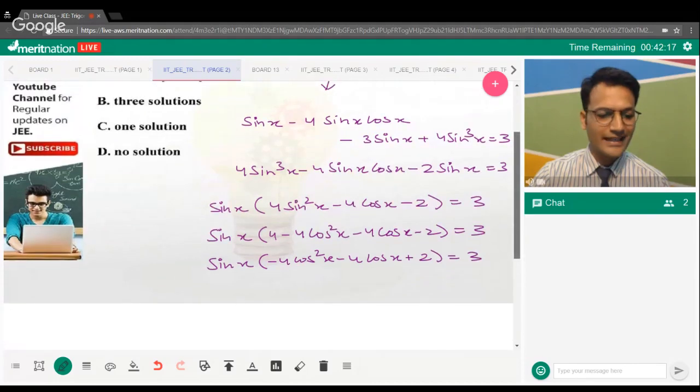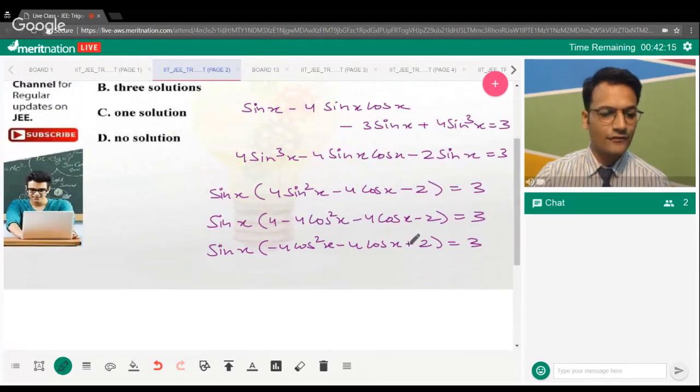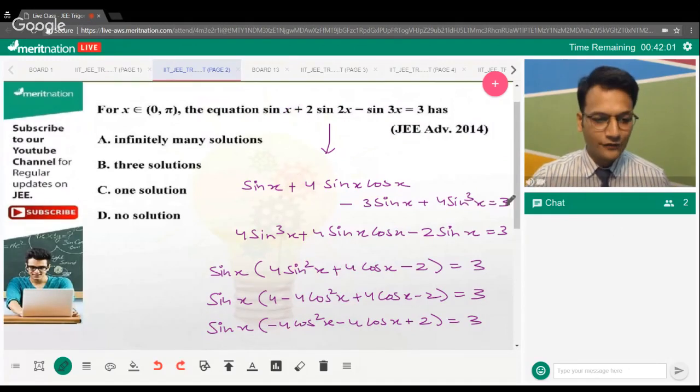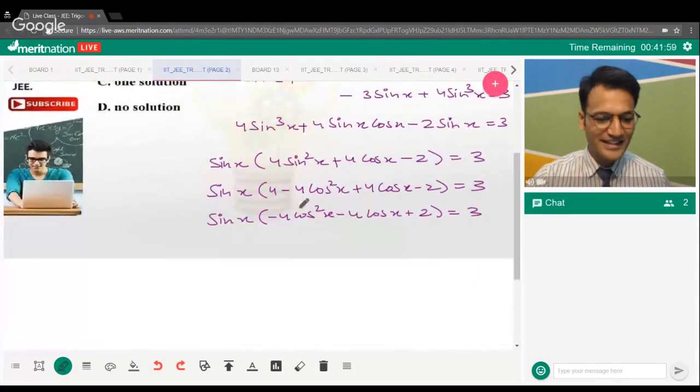Now if I take negative common from here, just a moment, there was a slight error out here itself. This becomes plus, because there was a plus sign over here and I took a negative sign. Unfortunate though, but anyways, I recognized that. So this will turn out to be plus. So over here, if I take negative common, I'll get 4 cos square x minus 4 cos x minus 2 is equal to 3.